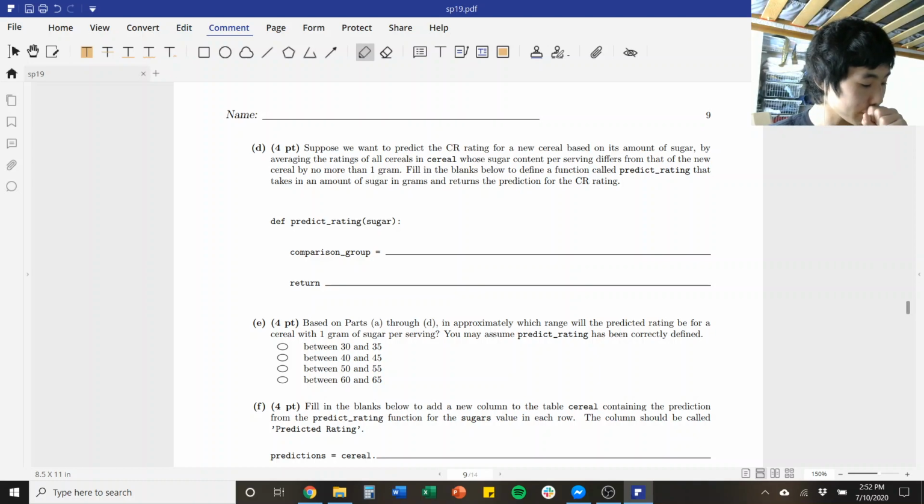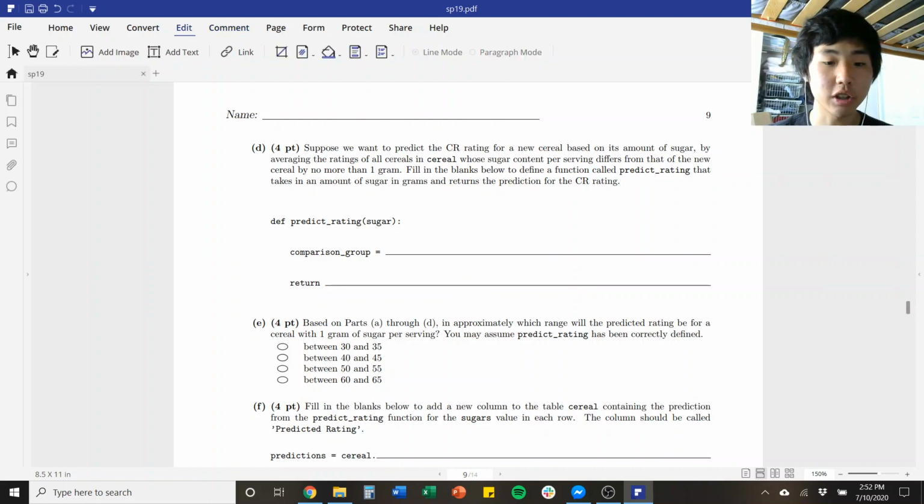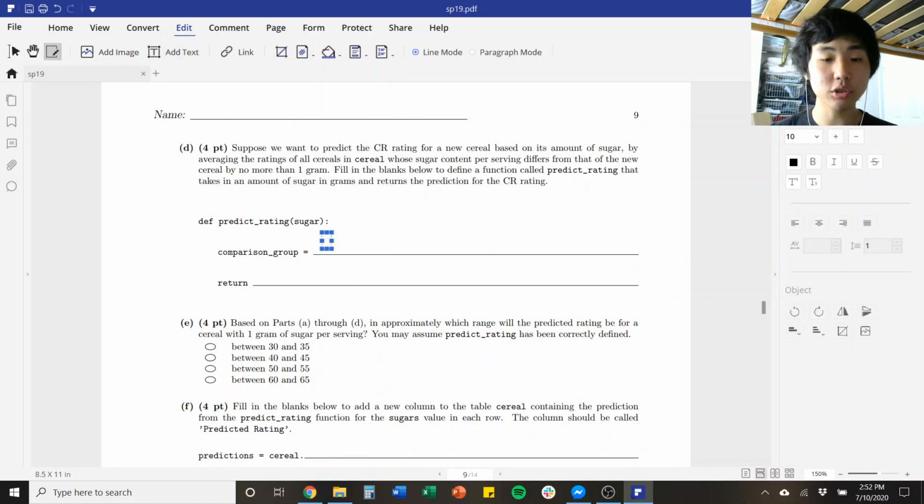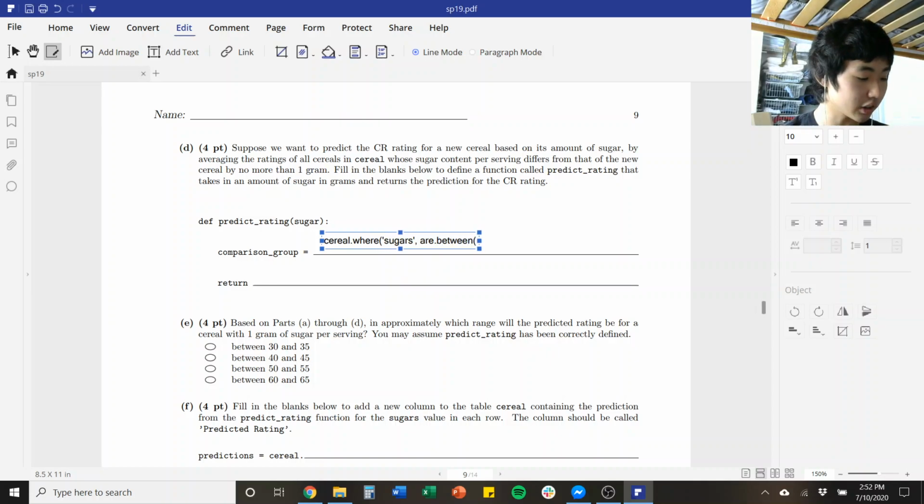So def predict_rating, and we have a comparison group. So the comparison group is going to be the cereals that are within plus or minus 1. And the way we do that is by using the where function, because where takes specific rows out of a table. So cereal.where sugars, and since we're looking at a range, like plus or minus 1, we can use the predicate function are.between, and it's going to be sugar, which is the parameter given to us in the function, minus 1, and sugar plus 2.